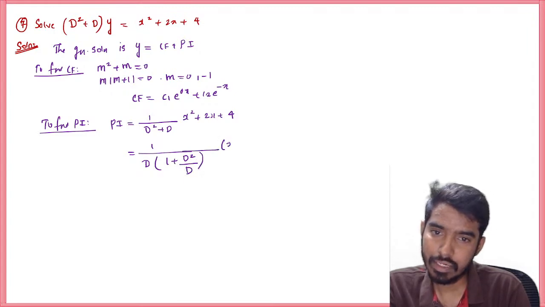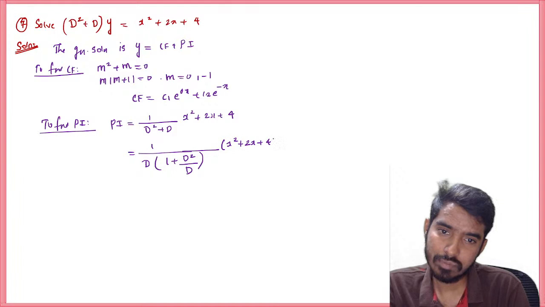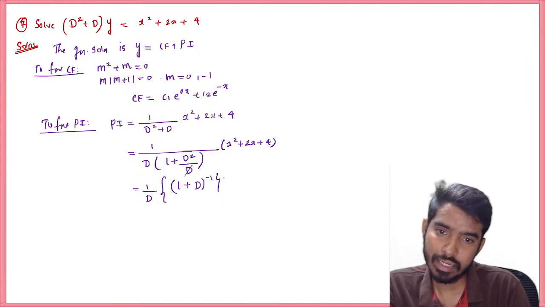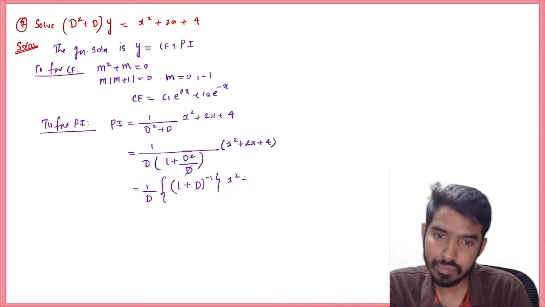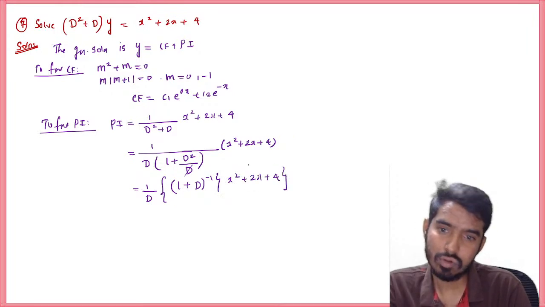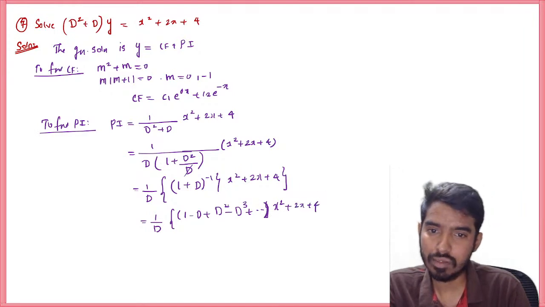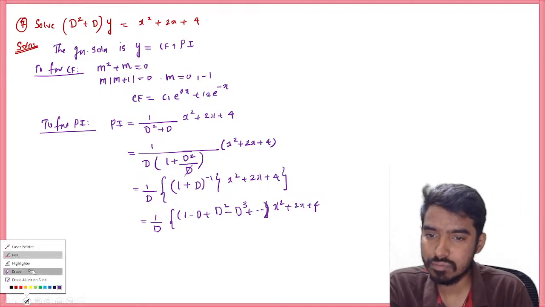1 plus D squared by t, x squared plus 2x plus 4. So let us take this 1 by t outside. So this is 1 plus D. We cancel this 1 plus D whole power minus 1, x squared plus 2x plus 4. So this will be 1 by D, 1 minus x plus x squared minus x cubed and so on, into x squared plus 2x plus 4.